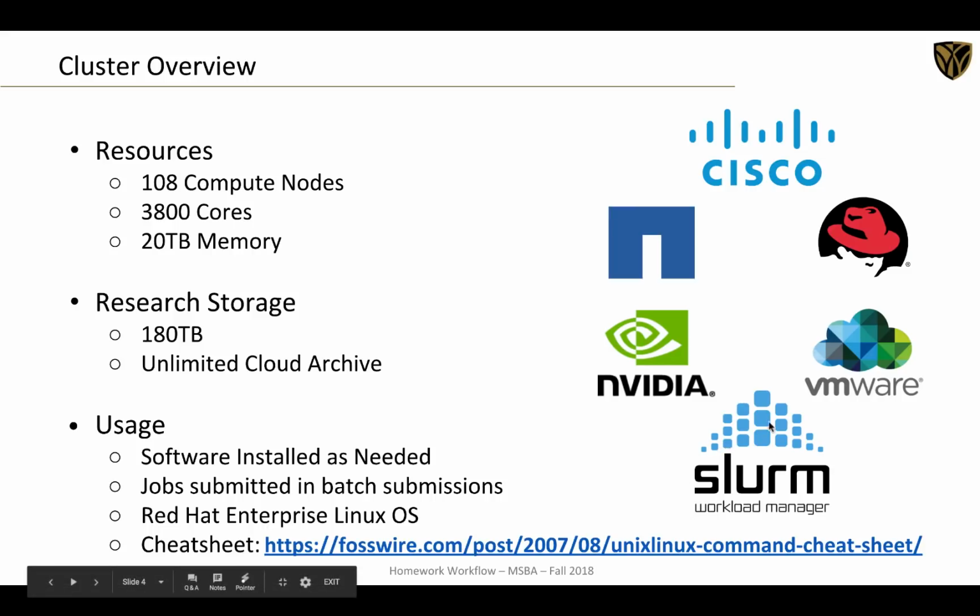Usage on the cluster, as mentioned earlier, is spread across 13 departments at Wake Forest. For each department, the HPC team installs and updates required software as needed. You've heard mentioned that jobs are submitted to Slurm, which is done via batch submissions. And every cluster system runs on the Red Hat Enterprise Linux operating system.